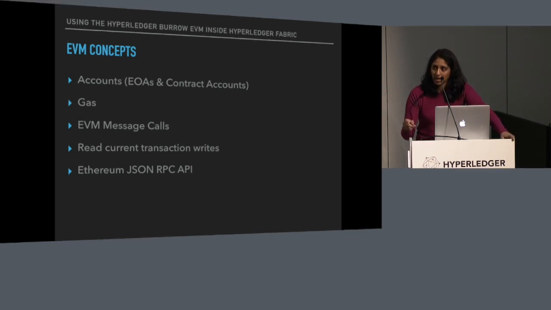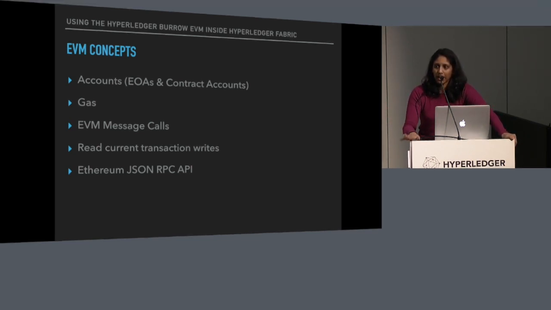We talked about EVM message calls. Basically, it's a to, from, and input. Those are the three main parts of the message that you have to pass in, and we're still going to keep that. Next, reading current transaction writes, and this is a little more of a technical detail.